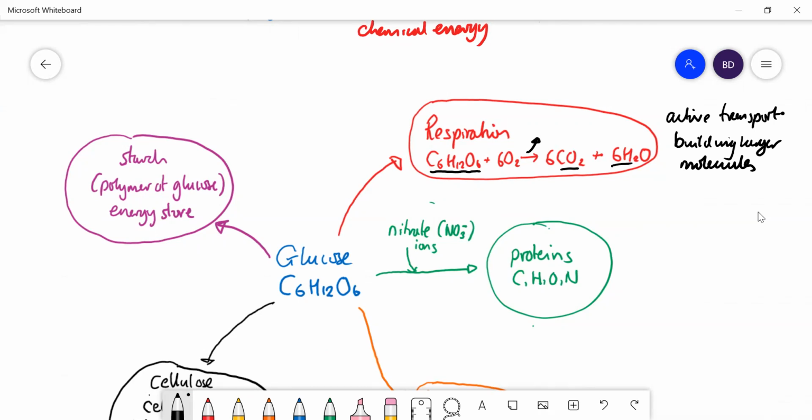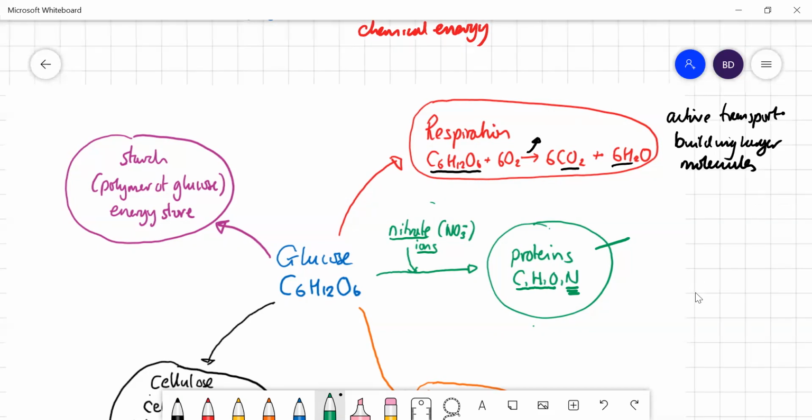Now, glucose is also converted into proteins. We can see here, glucose obviously contains the elements carbon, hydrogen, oxygen. Well, proteins have also got the element nitrogen in there. And where does that nitrogen come from? Well, it comes from nitrate ions, which are taken in by the plant's roots. There's also a little bit of sulfur in proteins as well, but largely proteins are carbon, hydrogen, oxygen, and that part of the molecule all comes from the glucose.